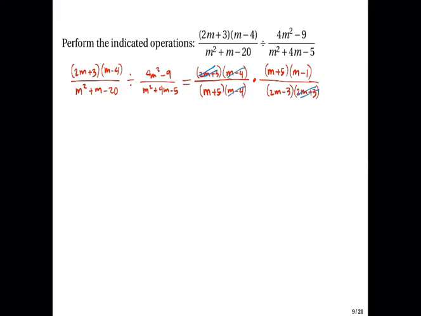And then we have an m plus 5 in the numerator here, and there's an m plus 5 in the denominator here. So we cancel m plus 5 here with this m plus 5 here. So what remains are the factors m minus 1, in the numerator, and then 2m minus 3, in the denominator. So the final expression will be m minus 1 over 2m minus 3. So this is the final expression.